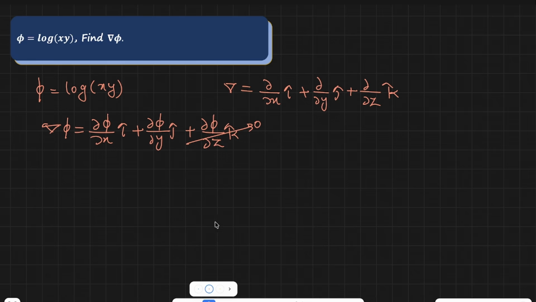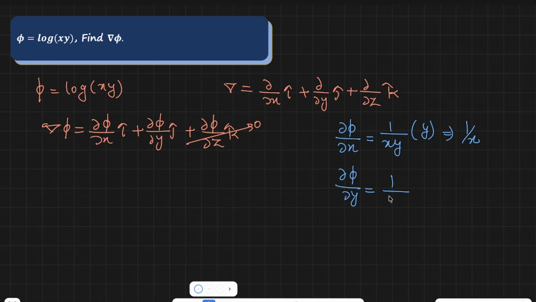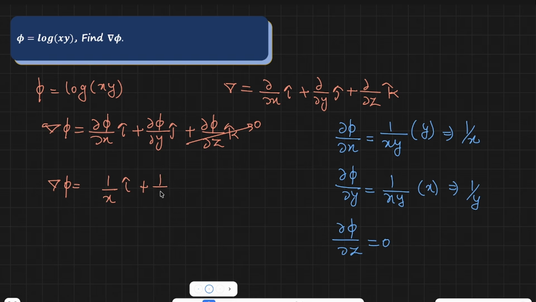Okay, because this is a function of only x and y, that's why this is basically dou phi by dou x. So log of this will be 1 upon x into y, and then x will be 1 and into y. So this is basically 1 by x. Okay, so dou phi by dou y is basically 1 upon x into y, and again this will be x, so it will be 1 upon y. Now you put the value, and again dou phi by dou z is equal to 0. Now you put the value, then we will get 1 by x i cap and 1 by y j cap. Okay, this is the gradient of this.